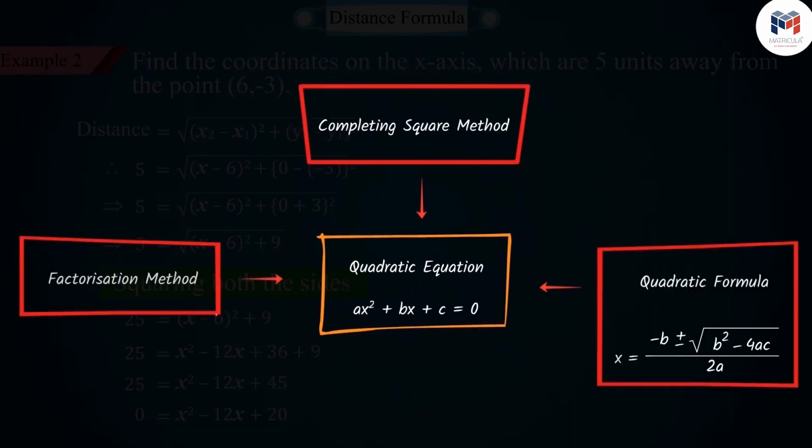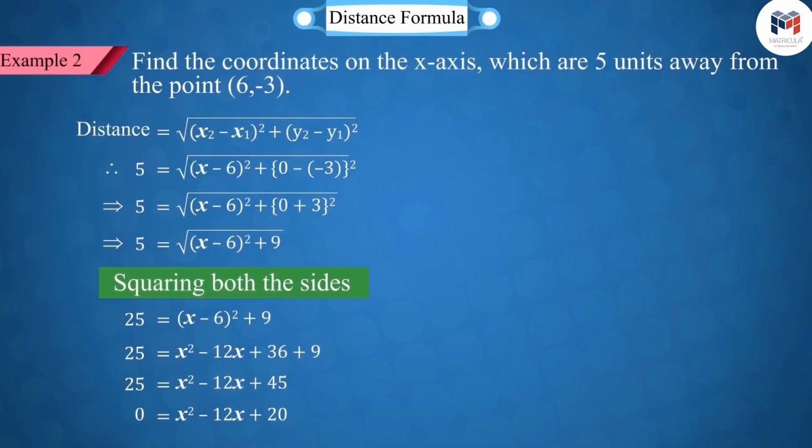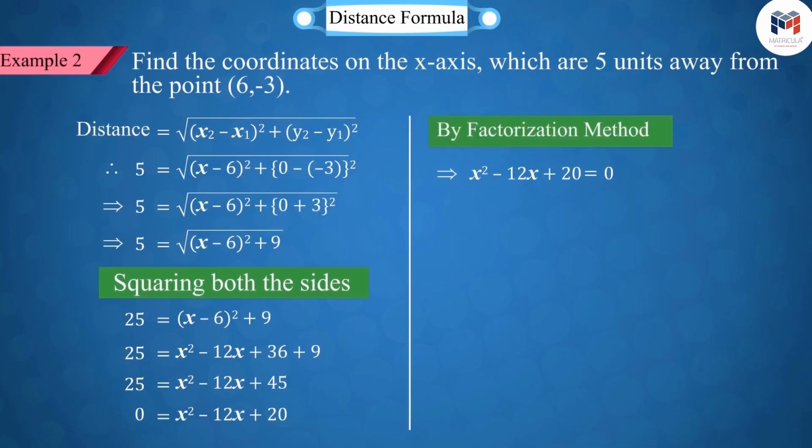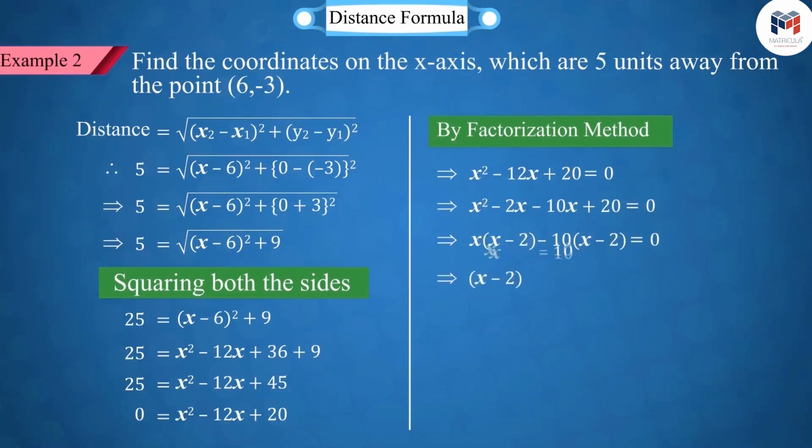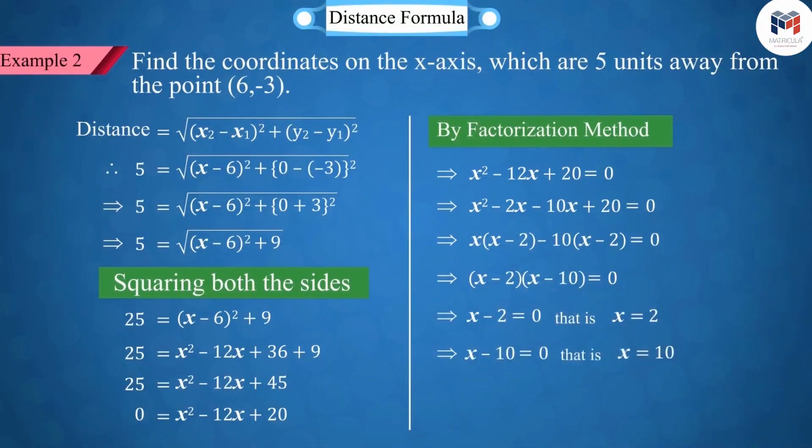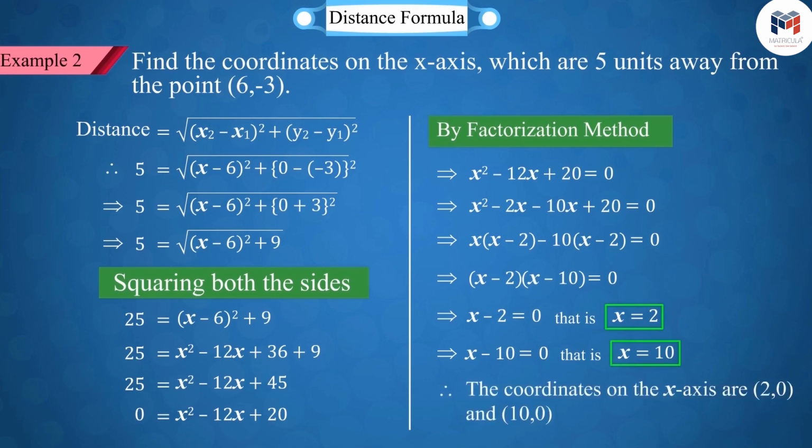Here, we solve the quadratic equation by the method of splitting the middle term, from which we get two values of x, that is, x is equal to 2 and 10. So, we can say that there are two coordinates 2, 0 and 10, 0 located on the x-axis.